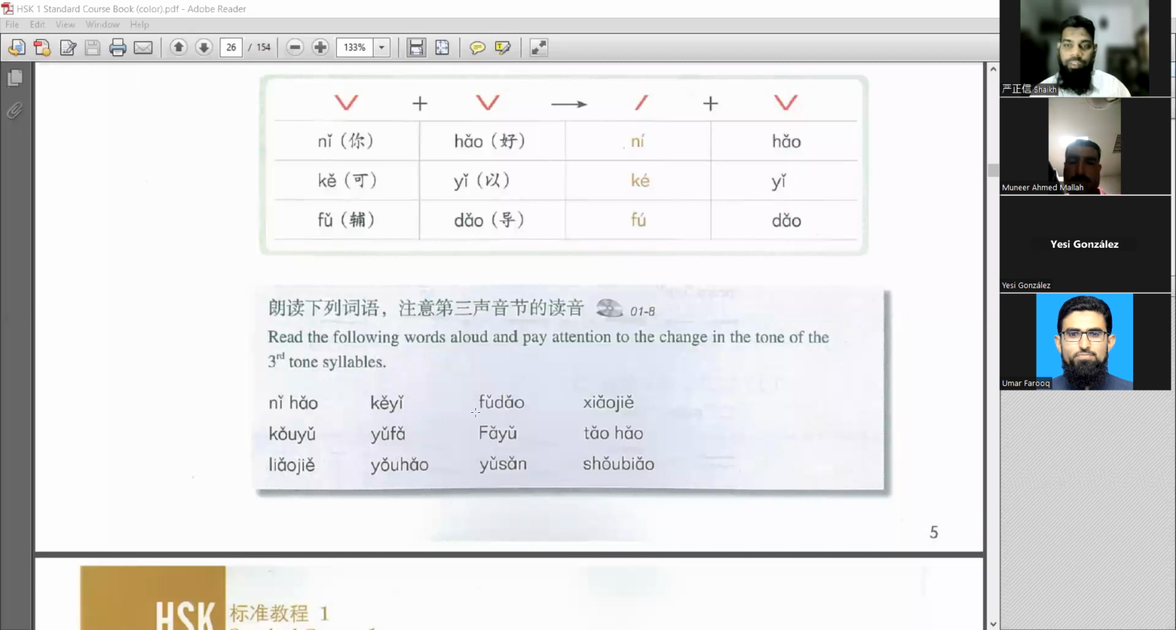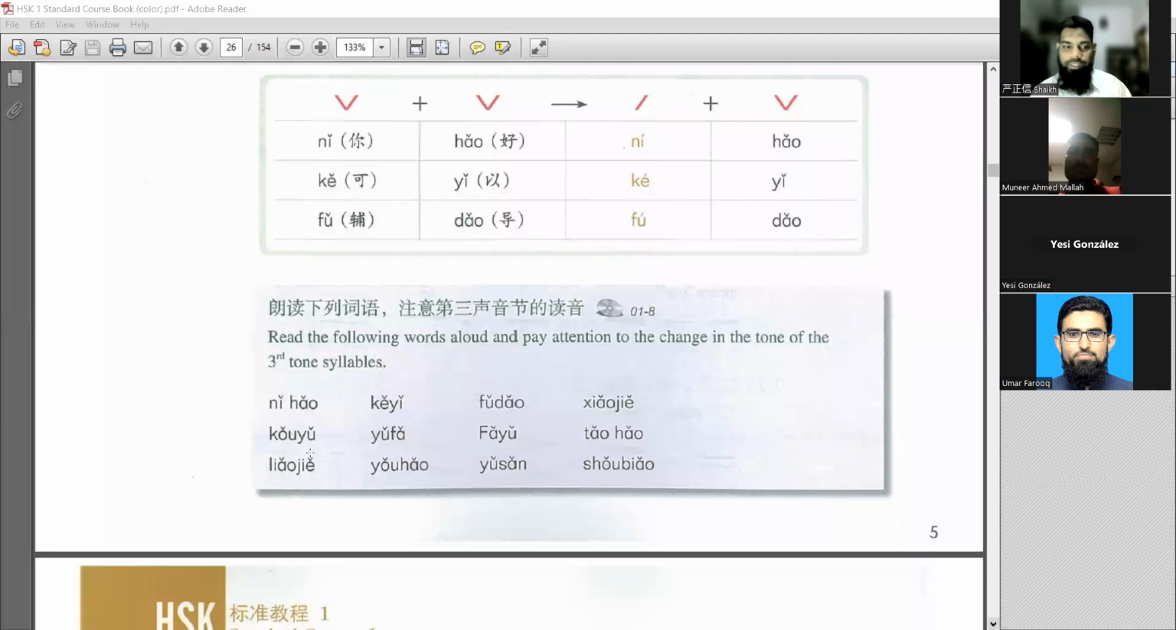Okay, fu dao, xiao jie, and then kou yu, yu fa, fa yu, and then tao hao, liao jie, and then yo hao. Yu san means umbrella in Chinese. Shou biao is watch in Chinese, wristwatch. Xiao jie is a Mrs., a lady in Chinese. Yu fa means grammar.